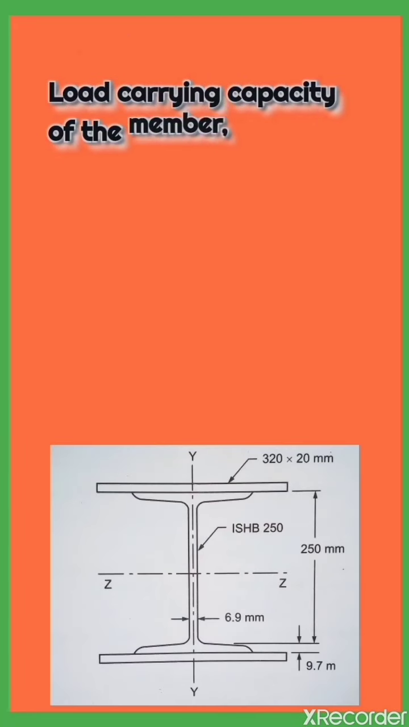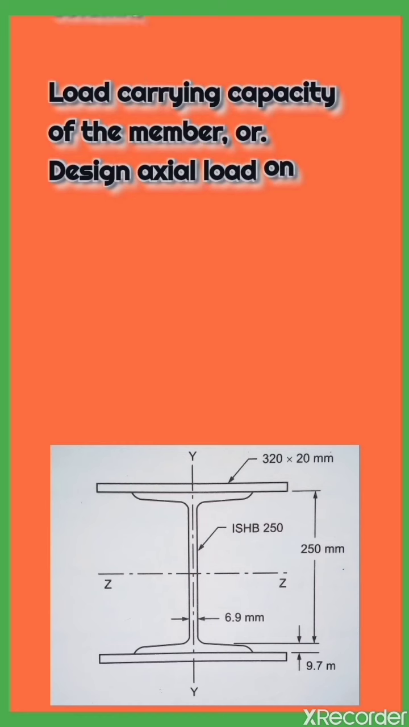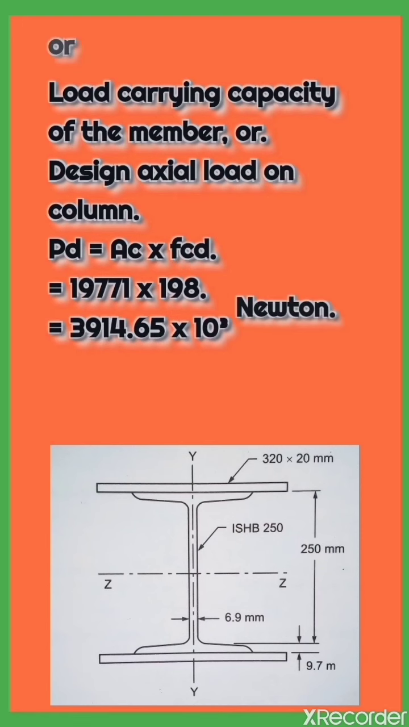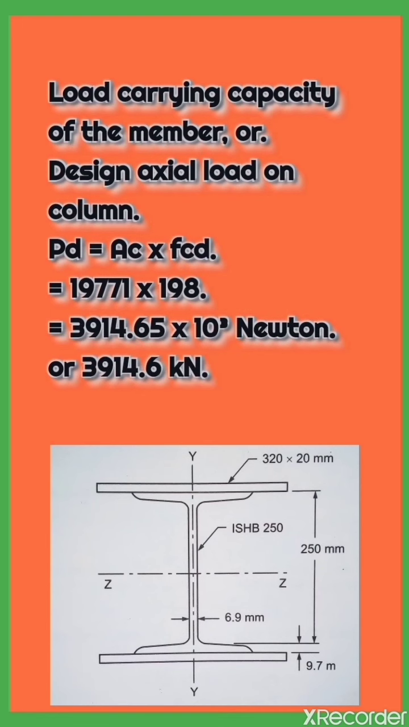Step 6. Load carrying capacity of the member or design axial load on column. PD equals AC into FCD equals 19,771 into 198 equals 3,914.65 into 10 cubed Newton or 3,914.65 kilonewtons.